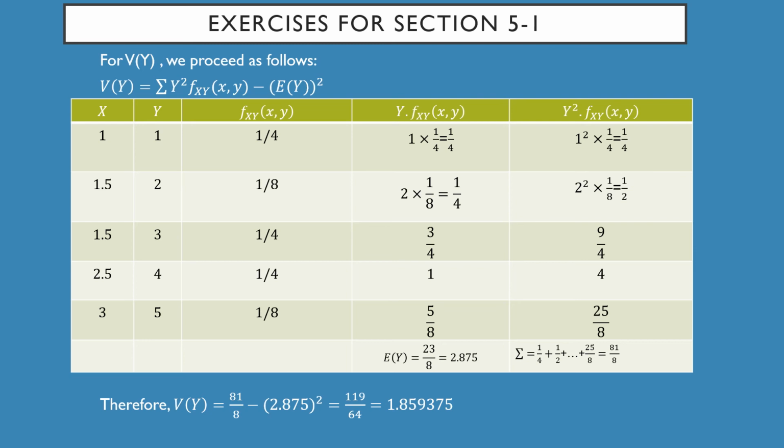Now we have the sum of y square into f value, and we have the mean of y. Let us insert these values in the variance of y rule to get the final value of the variance of y. So 81 over 8 minus 2.875 power 2 equals 119 over 64, and in decimal form it is 1.859375. So it ends our part E.